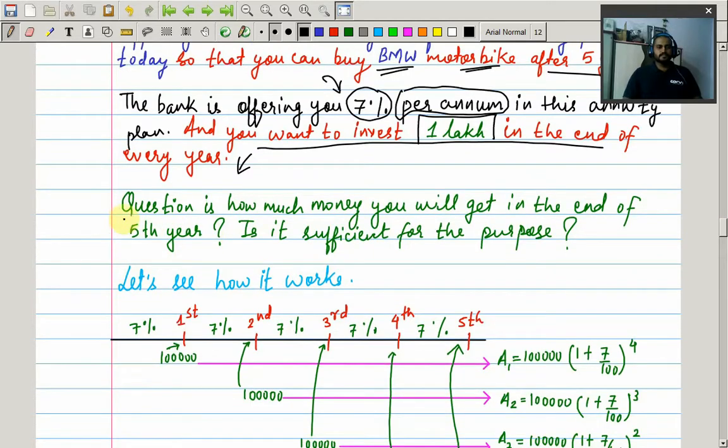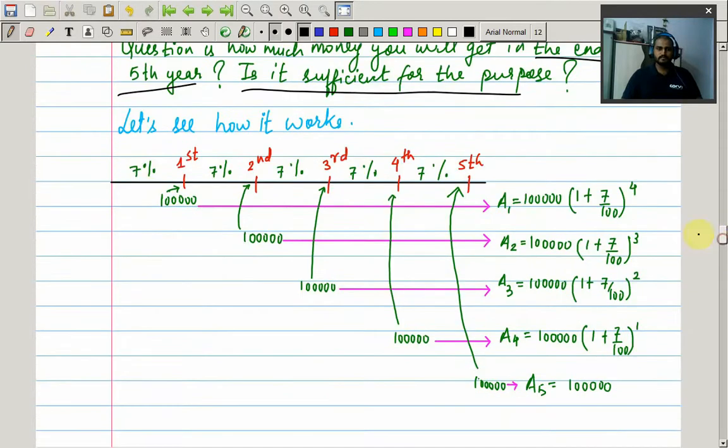Okay, so the question is how much money you will get at the end of 5 years, and is it sufficient for your purpose? Let's see how it works. This is the timeline of 5 years. This is the end of the first year, second year, third year, fourth year, and fifth year. Keep in mind that at the end of every year you are supposed to pay an installment of 1 lakh rupees, and the bank is giving you 7% for every year.